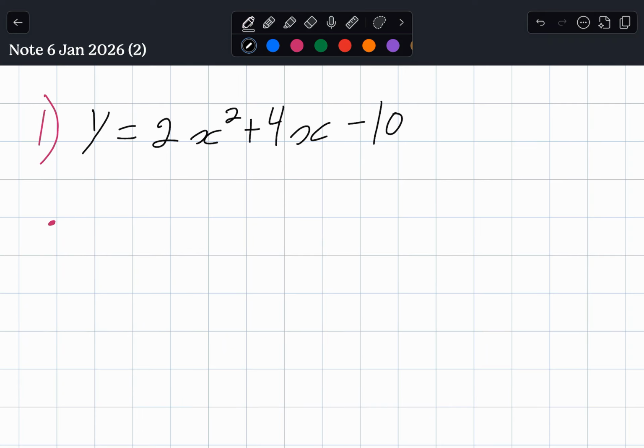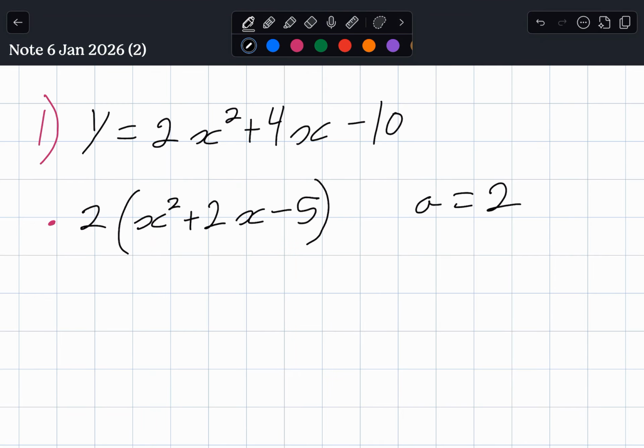So the first step is to factor out the first coefficient on the first term, which is the x squared term, and that's going to be 2. And we simply divide everything by 2, so we're going to have x squared plus 2x minus 5. And that's going to simply give us our a. Our a is 2.